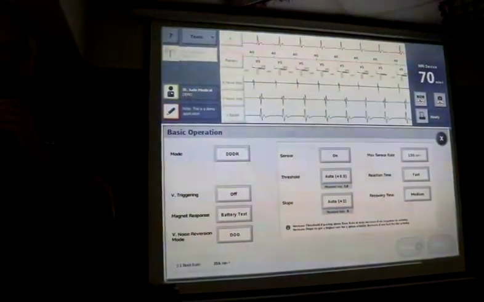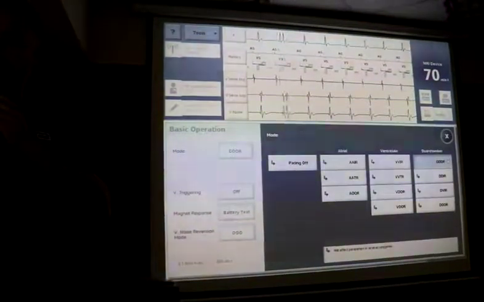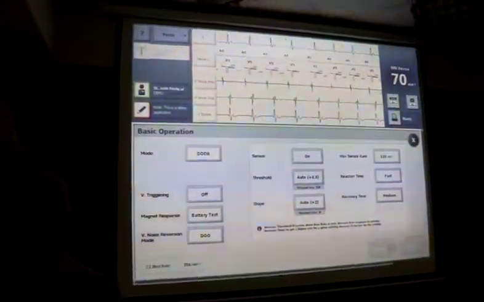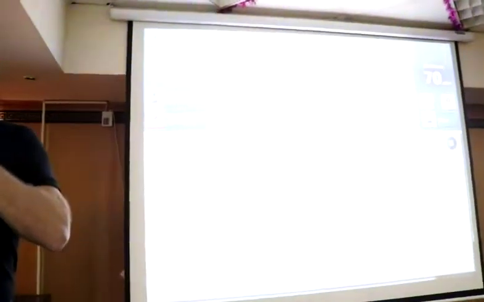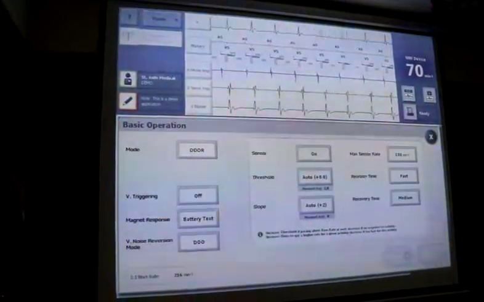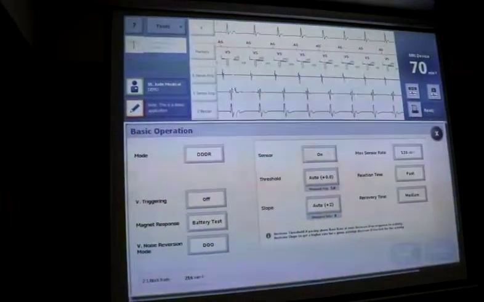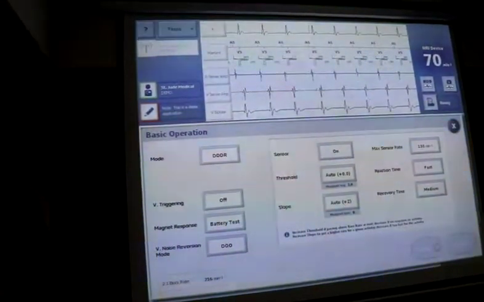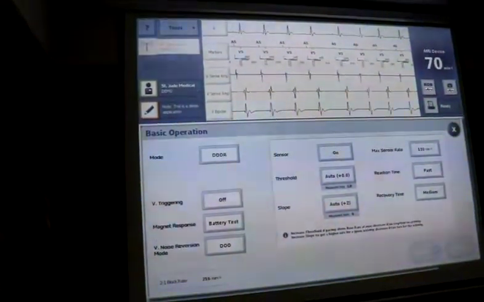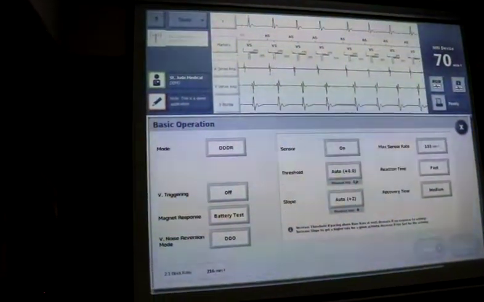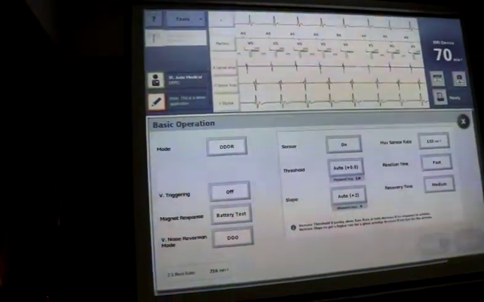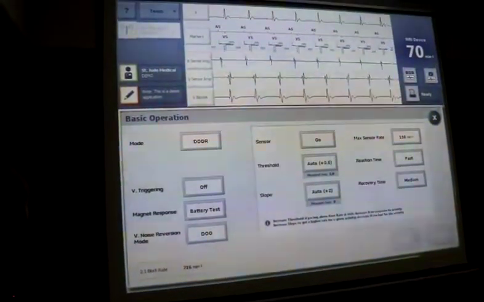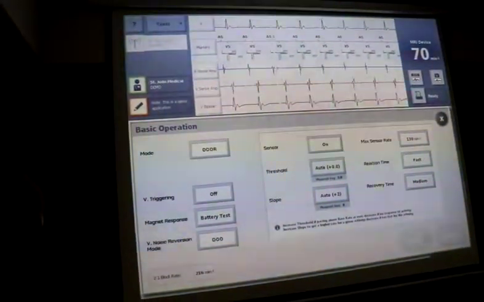And the default, so what mode do you want? What pacing mode? Is everyone happy with DDD? Yeah? I would be happy if she has a normal sinus node. So we want to turn the sensor off, yeah? Absolutely. I was in South Africa last year, and they put rate response on everybody. No. This is crazy. If you have a normal sinus node, leave it alone.